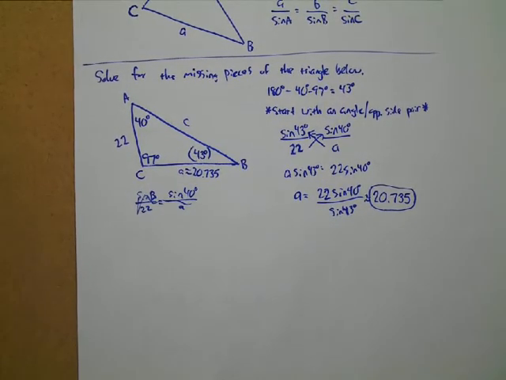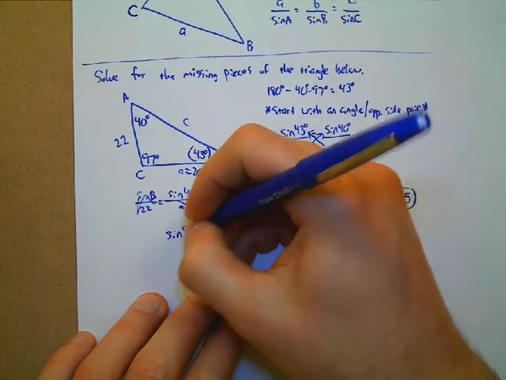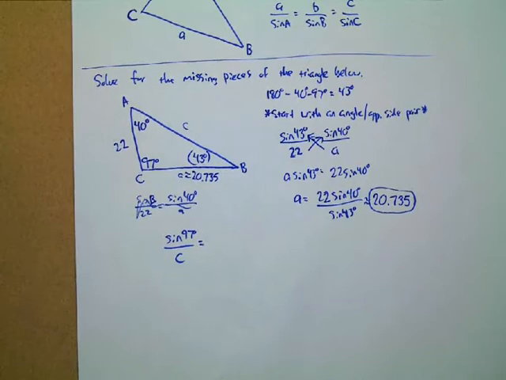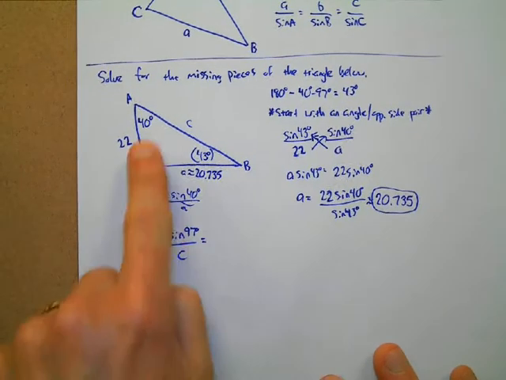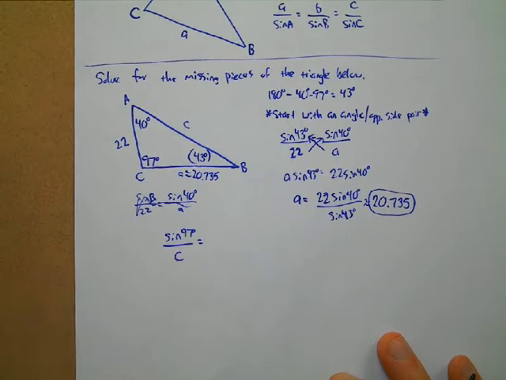Okay, and you now have a choice. You have two pairs of opposite sides and angles that you know. So we use the sine of 40 over 20.735, or sine of 43 over 22. My recommendation: use the piece of information that you used in the original problem. So go back to the sine of 43 over 22.